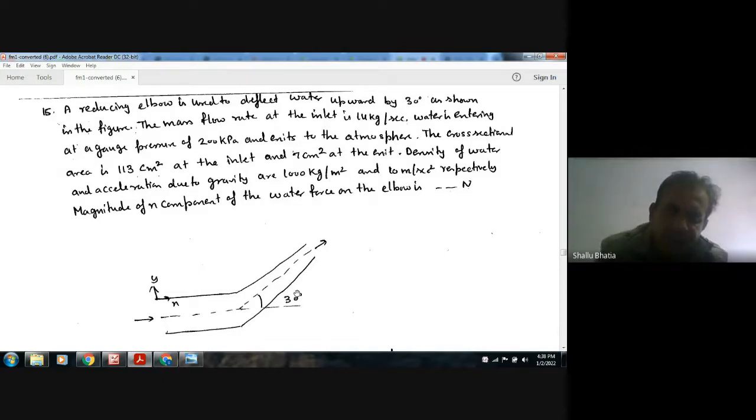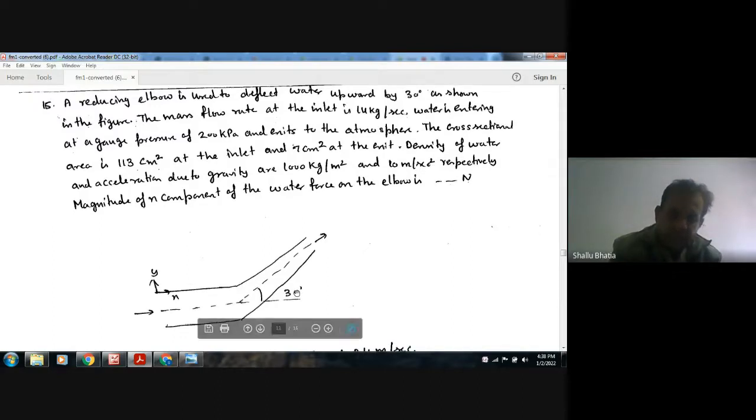The mass flow rate at inlet is 14 kilograms per second. Water is entering at gauge pressure of 200 kPa and exits to atmosphere. The cross-section area is 113 centimeter square at the inlet and 7 centimeter square at the exit. Density of water and acceleration due to gravity are 1000 kilogram per meter cube and 10 meter per second square, respectively. The magnitude of x component of water force on the elbow is in Newton.